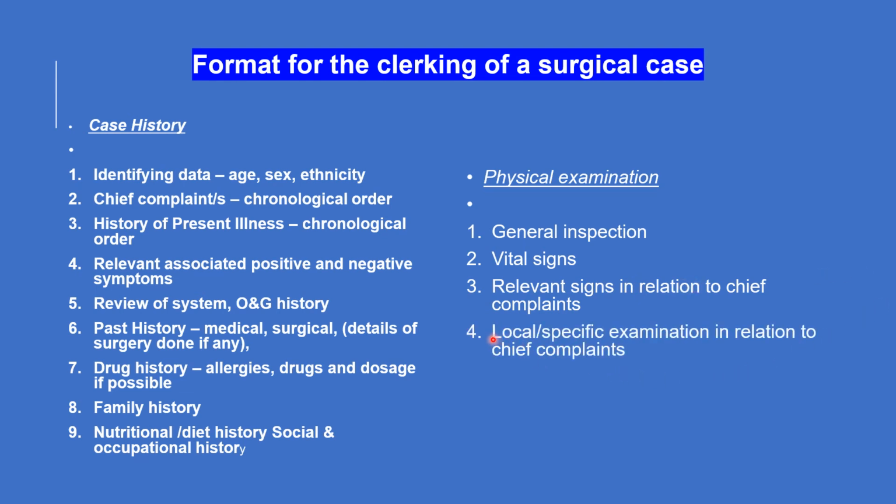Then we come to local or specific examination in relation to the chief complaint. If the chief complaint, for example, is abdominal pain, then the local or specific examination will be an examination of the abdomen. And then followed by a review examination of all the systems, head to toe, to look for any signs that may be relevant to the chief complaint.